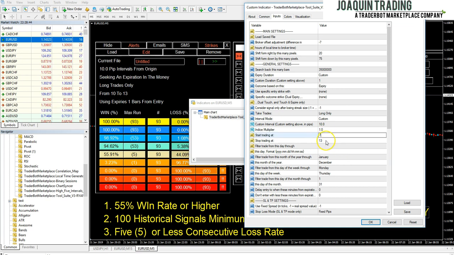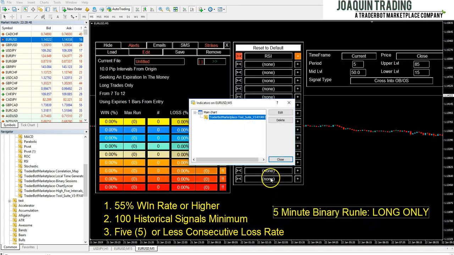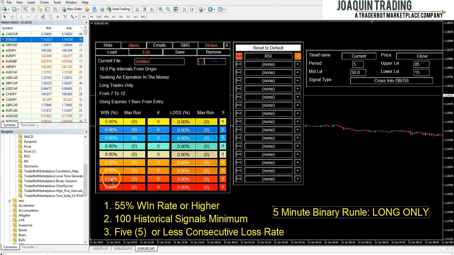So we got 7 to 13. I'm going to try 7 to 12. And these numbers are moving up and down. I'm just looking at this row right here. Okay, there we go. It's down to 4. We got 55.31%, 179 trades, and it's down to 4. Starting to get excited here, especially for Dylan.